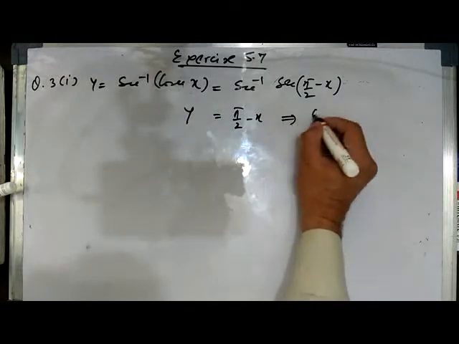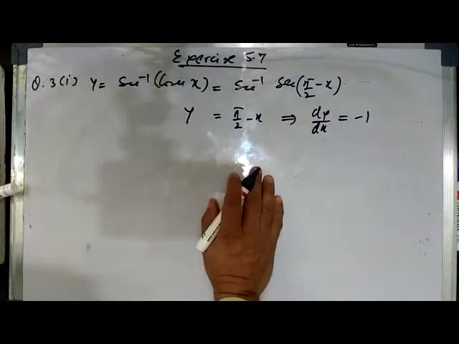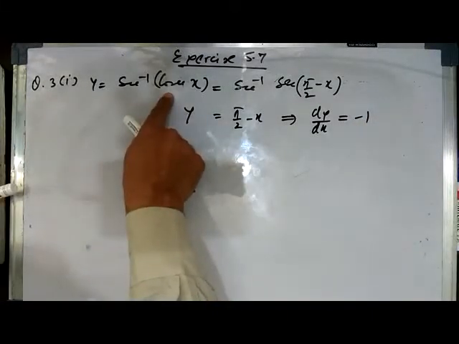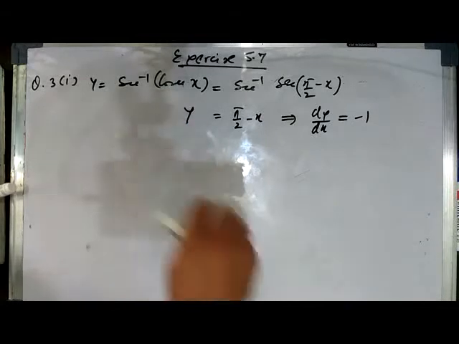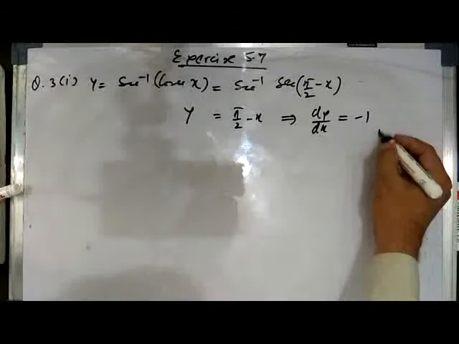Then on differentiating this, it is nothing but minus 1. You may think that if somebody is doing it directly, however, he may get the answer, but it will take many more steps and will waste the time of the student. That is the answer.